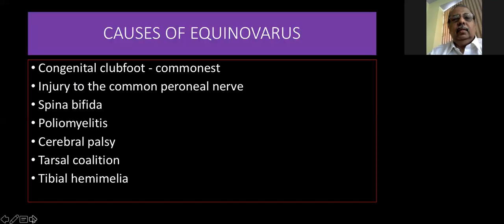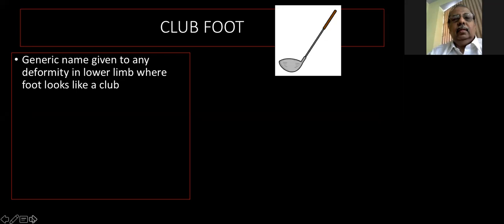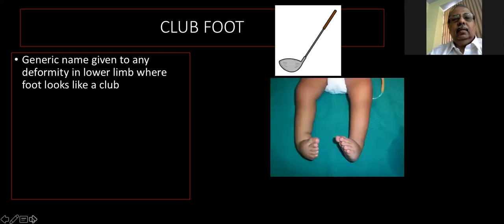Now coming to equinovarus, the causes you all know: clubfoot, injury to the peroneal nerve, and neuropathy. I think you know all these things. I will not go into the deep details. Clubfoot is a generic name that is given to any deformity in the lower limb where the foot looks like a club, like this. So there can be, this is the clubfoot.